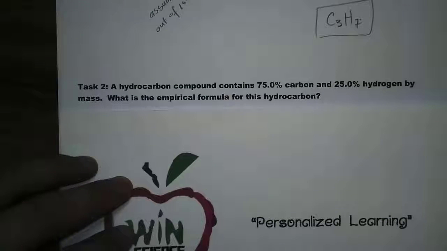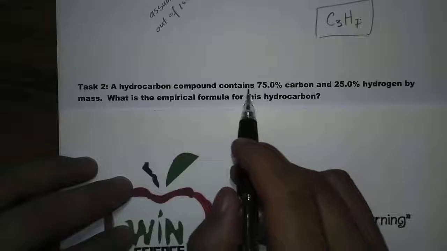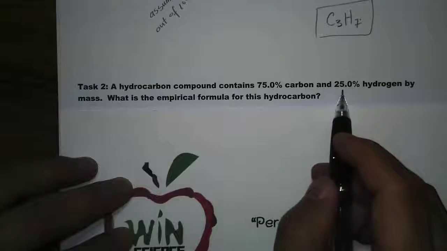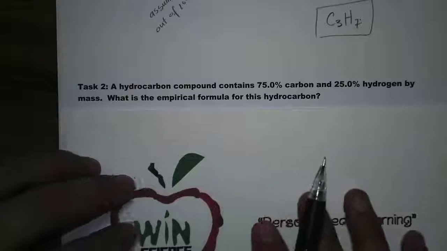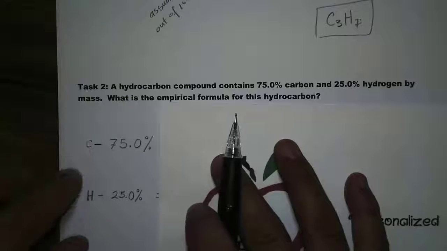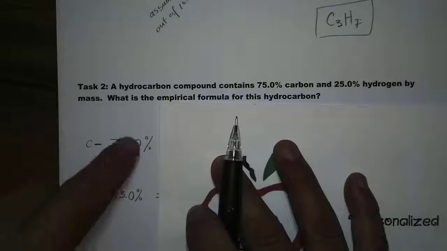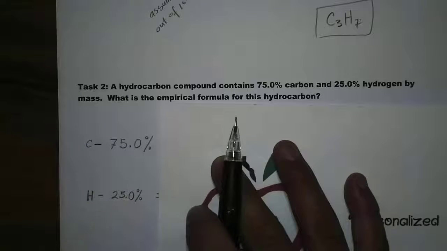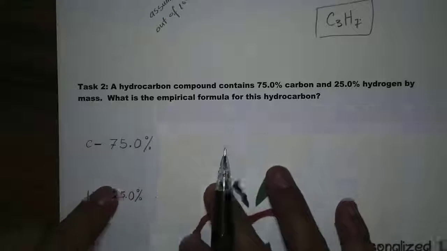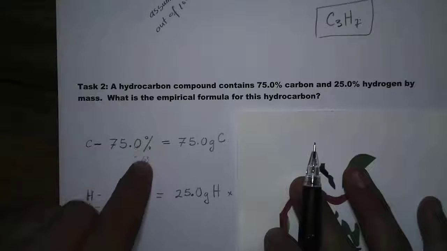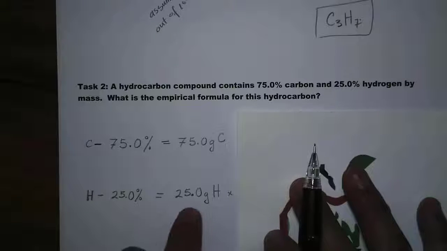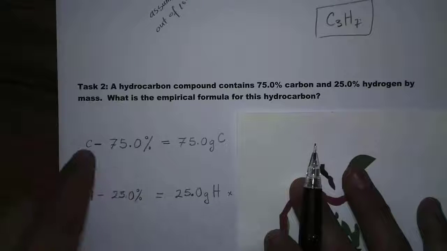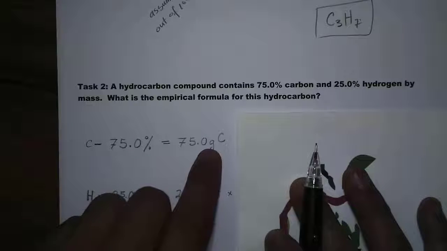Let's try another example. A hydrocarbon compound, again, contains 75% carbon and 25% hydrogen by mass. What is the empirical formula for this hydrocarbon? Again, I have my percentage for carbon and hydrogen. And what can we do to change this percentage to mass? We have to assume that this sample is out of 100 grams. And when we do that, all we have to do is take the percentage and just change it to grams. Notice how we have 25.0% equal to 25 grams of hydrogen. And for carbon, 75% becomes 75 grams of carbon.